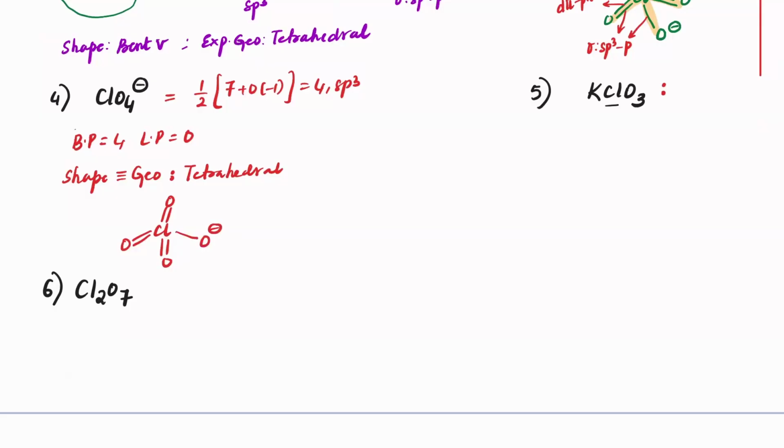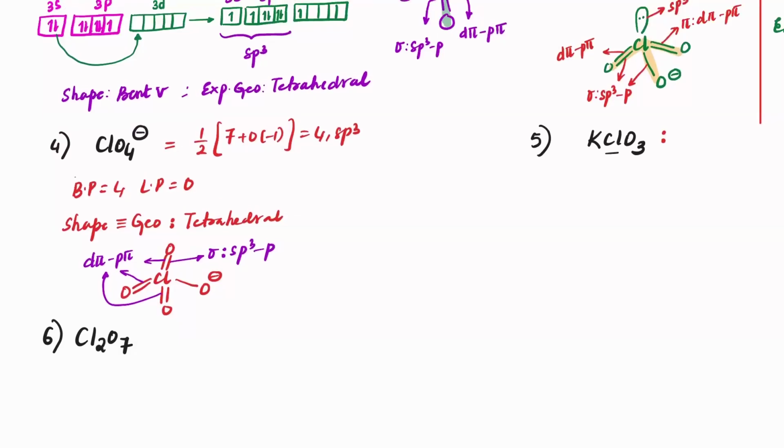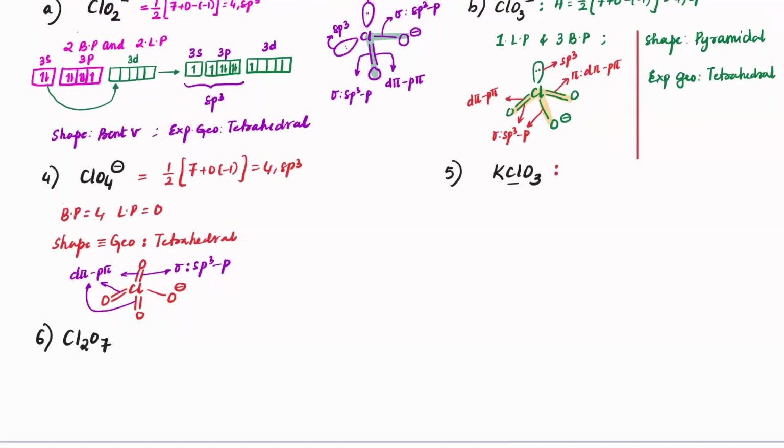Correct. So all the pi bonds which you are getting, what are those pi bonds? Tell me. All of them are d pi p pi. And all the sigma bonds which are being made are between sp3 and p. Am I right? All good, guys?